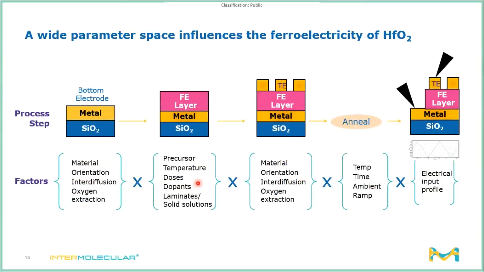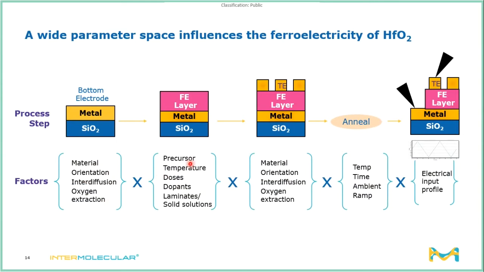It turns out that the crystal structure and the ferroelectric behavior of hafnium oxide can be influenced by a huge variety of processing conditions, literally at every step, even in making this simple metal insulator metal structure in the capacitor form. For example, you can start with the bottom electrode. What material are you going to choose with the bottom electrode? Does it have a particular crystallographic orientation? Will the bottom electrode migrate into your ferroelectric layer, or does it extract any oxygen from your ferroelectric layer?